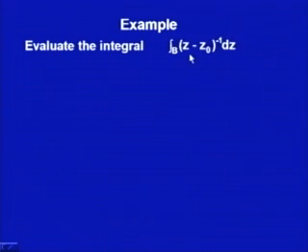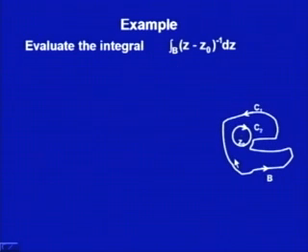Evaluate this integral, this is simply 1 upon z minus z naught, or we are writing it as z minus z naught to the power minus 1 dz, where this boundary B is of this domain. You see again this is a doubly connected domain. This boundary B is the complete outer one as well as this inner one in the negative sense.